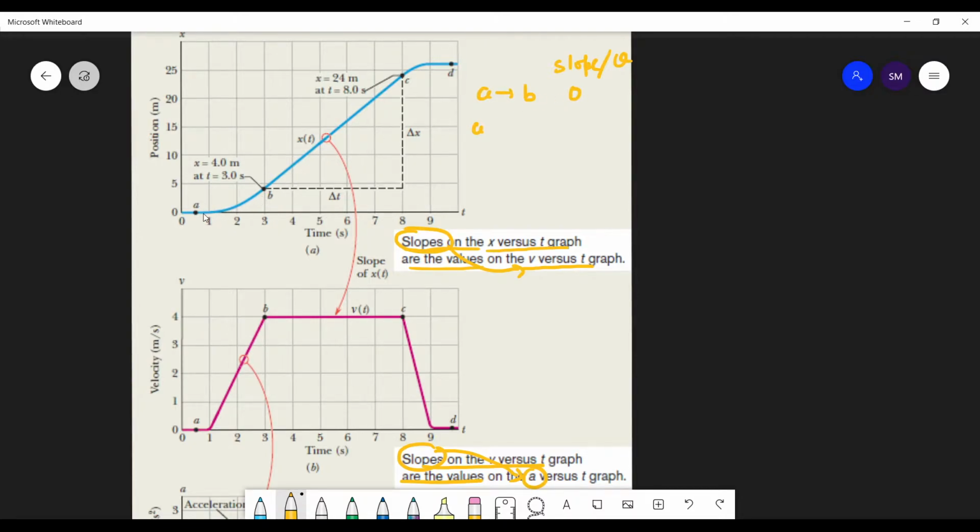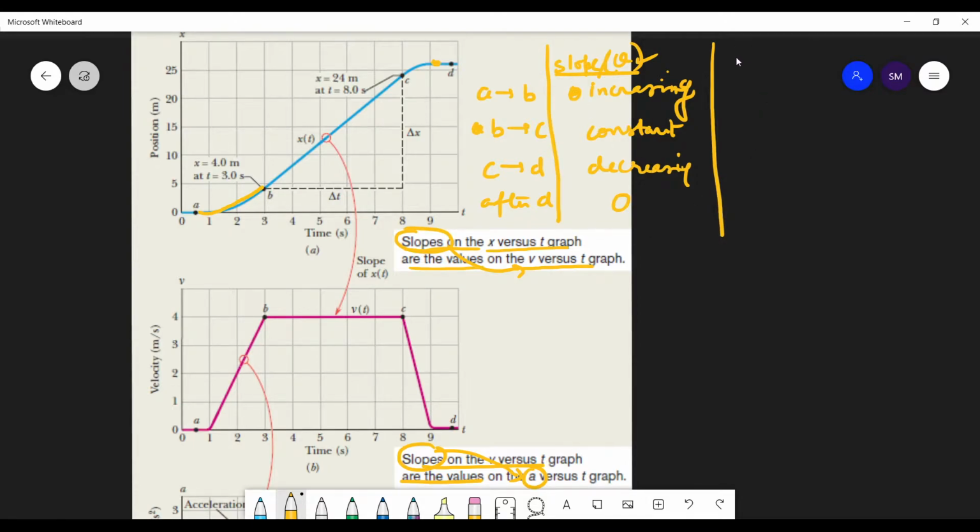Now from A to B, slope is increasing. So it means velocity is increasing. Slope and velocity is the same thing. Now from B to C, the slope is constant, so the velocity is constant. From C to D, slope is decreasing, so velocity is decreasing. After D, slope is 0, so velocity is 0.